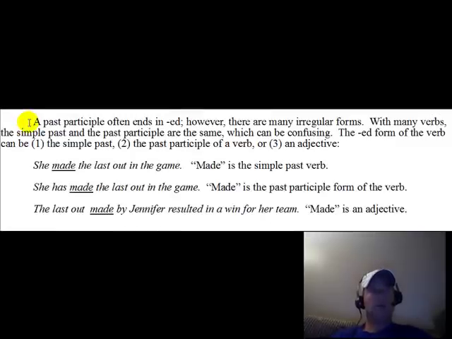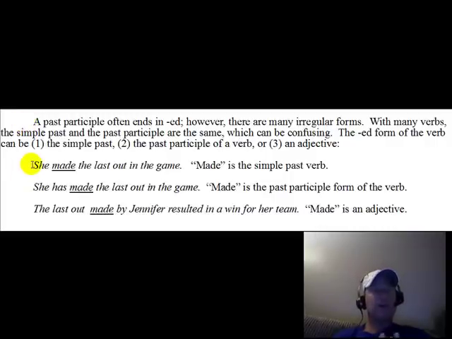A past participle often ends in ed. However, there are many irregular forms. With many verbs, the simple past and the past participle are the same, which can be confusing. The ed form of the verb can be one, the simple past, or two, the past participle form of the verb, or three, an adjective.